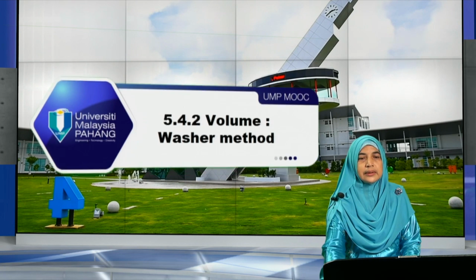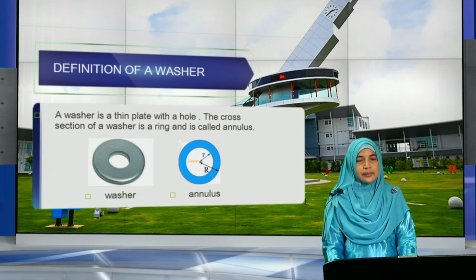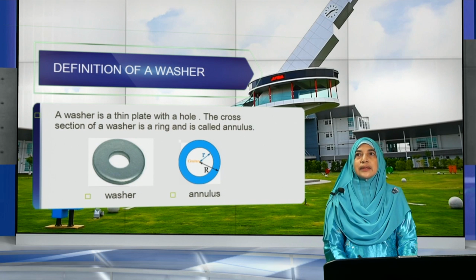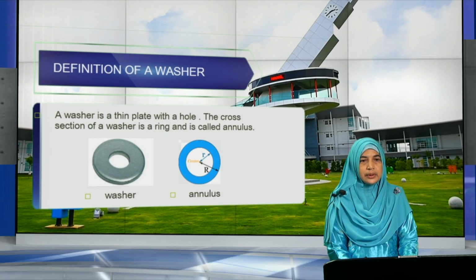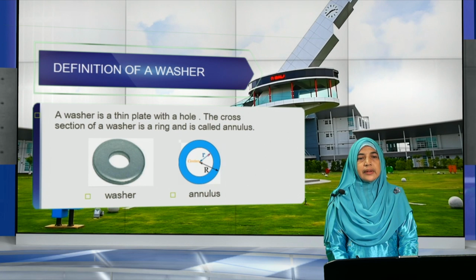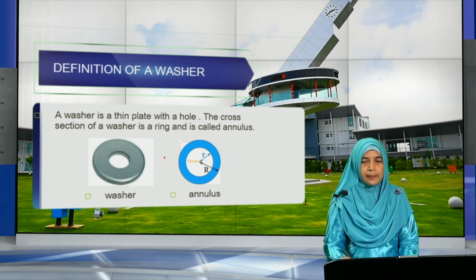Okay, so what is a washer? The washer is a thin plate with a hole, and the cross section of a washer is a ring, and it's called annulus. Okay, this is washer. You have the washer here, and you have the annulus here. Notice that for washer we have a hole here. Okay, the cross section is annulus here. So for annulus here, we have the inner radius and we have the outer radius. So the inner radius is the radius of the hole.